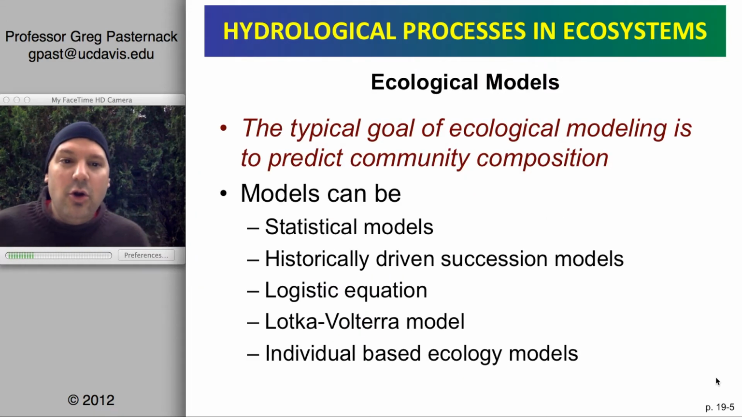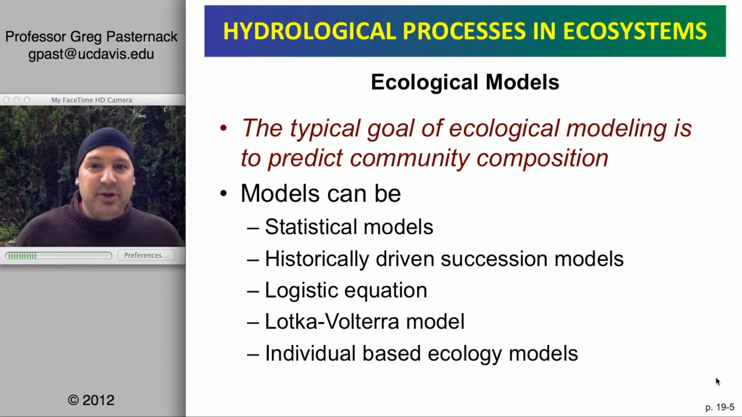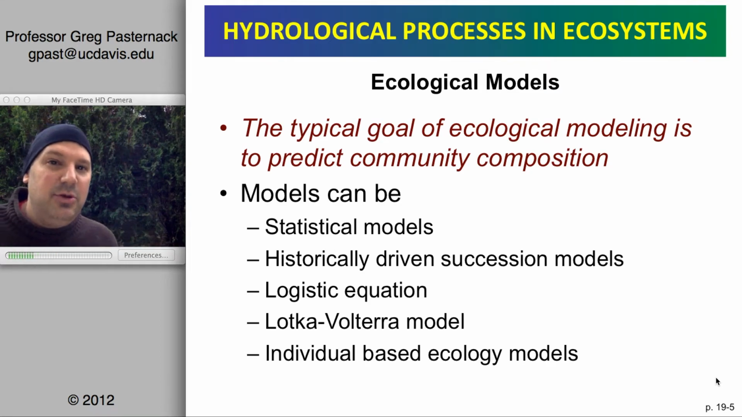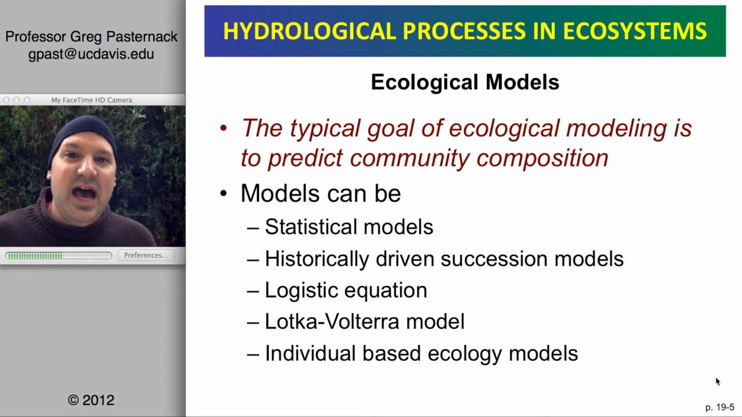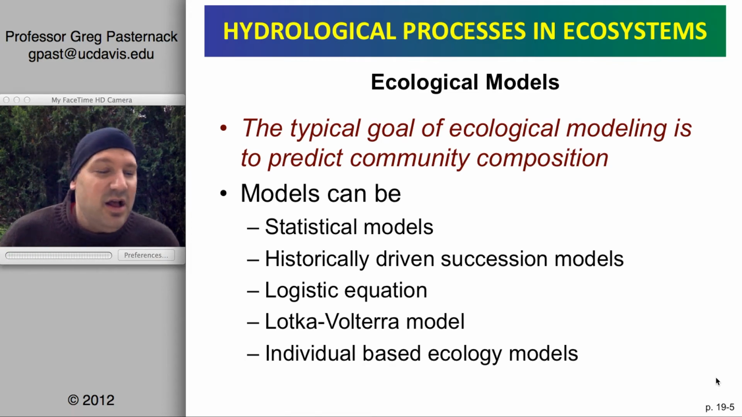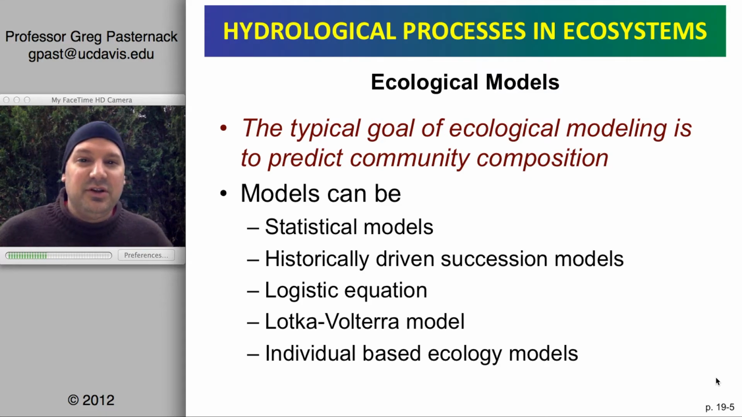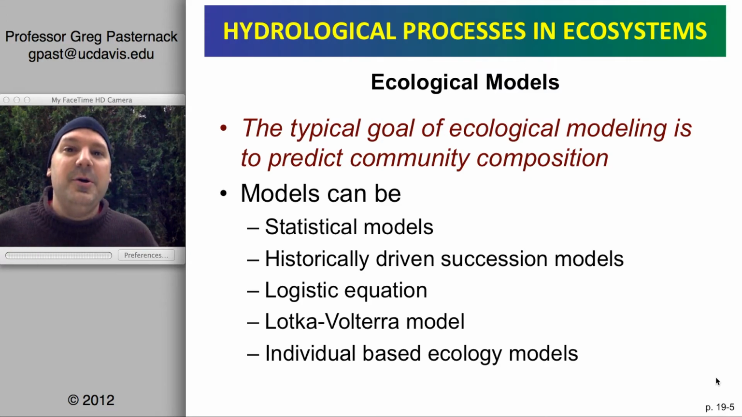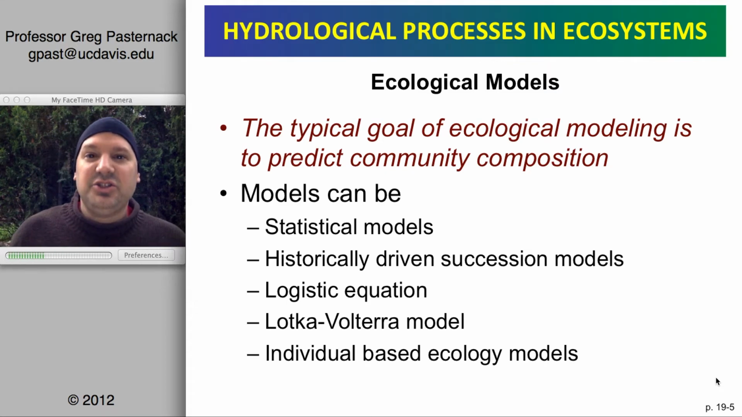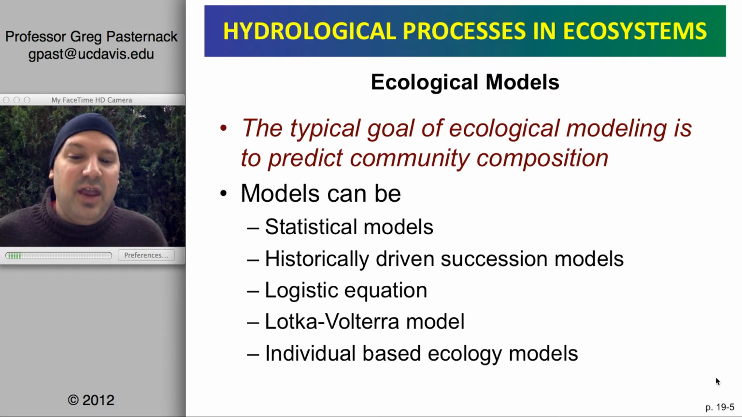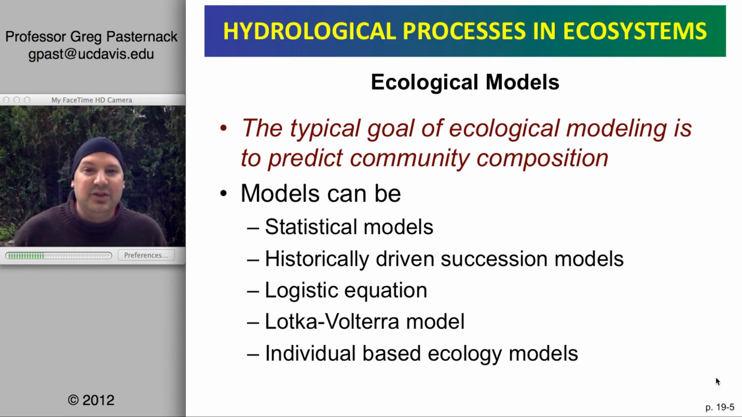Okay, so the typical goal of ecological modeling is to predict community composition. Again, community composition is like the population size of all the different species that are present in that community. Now, how do you do that? Well, of course, just like with hydrological models, there's a wide range of tools that are available. Statistical models, historically driven models where current population is a function of the past. And then there are these other equations that I'll show you: the logistic equation, Lotka-Volterra, and then individual-based ecological models.